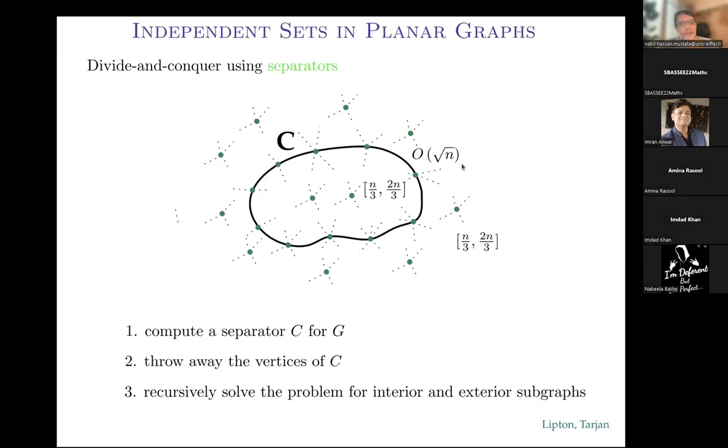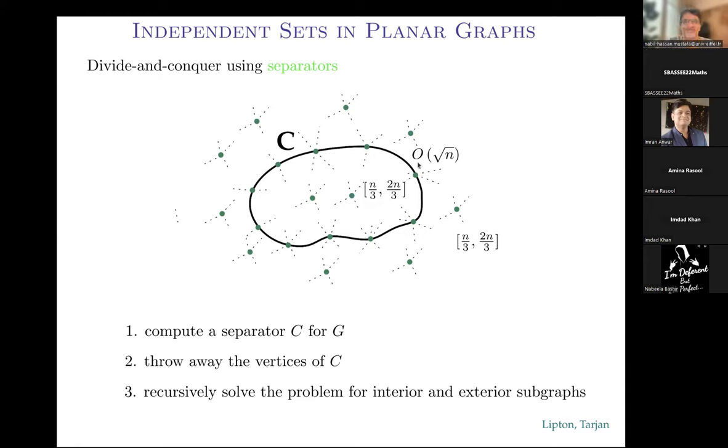There are no edges between a vertex in the interior part and a vertex in the exterior part. The only interfaces are vertices on the boundary. And here you're using the fact that it's a planar graph.